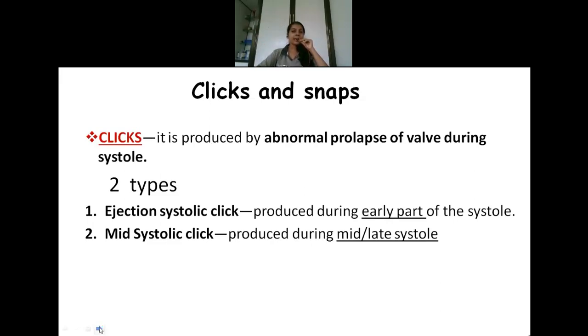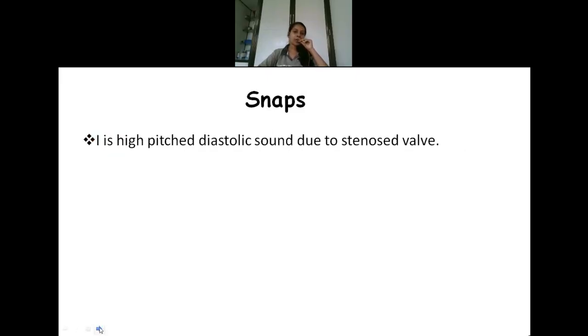And next, moving on to snap. Now, a snap is again an abnormal heart sound, and it is high pitched. Most of the heart sounds were low pitched, but this snap is high pitched and it is a diastolic sound. Why is it produced? Whenever there is a stenosed valve. Stenosis means that most of the time there is calcification in the valve, or when there is deposition of fat, the valve will become stenosed, it becomes narrowed. That is called stenosis.